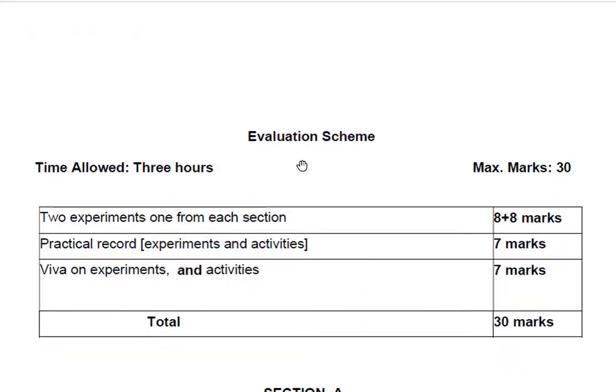Next is your evaluation scheme. There will be 2 experiments in your final board practical examination, 8 and 8 marks for each, practical record 7 marks, and viva on experiment 7 marks.